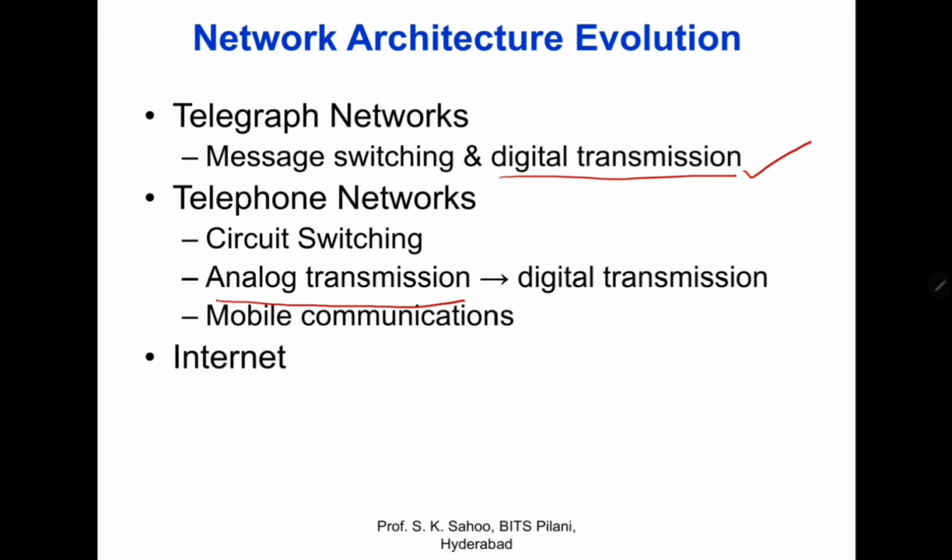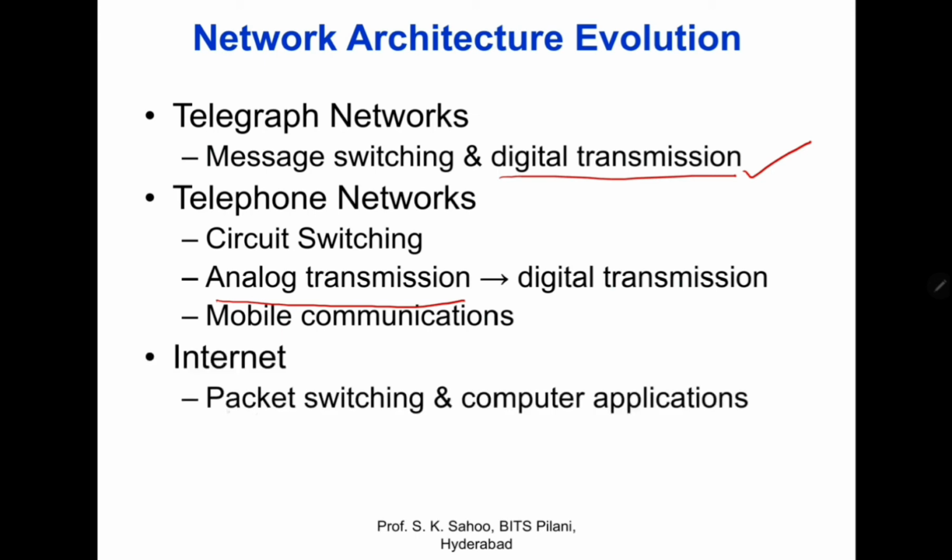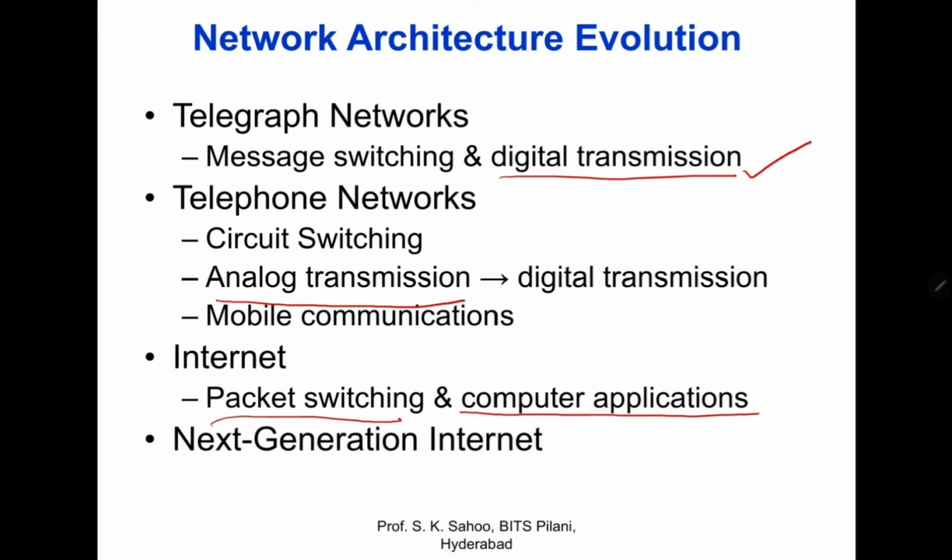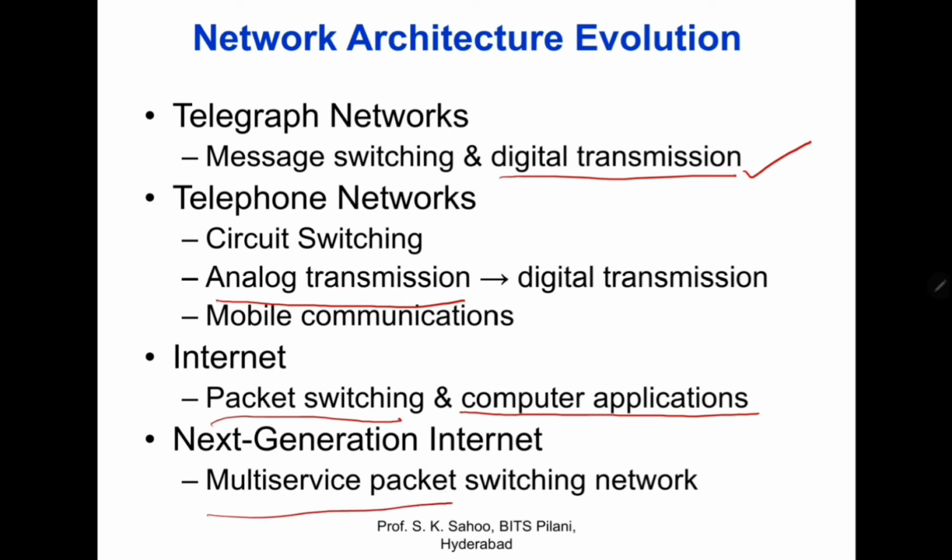Then the internet started, in which packet switching is used. We will discuss what is message switching, packet switching, and circuit switching in detail throughout the course. This packet switching is used for computer applications. Then the next generation internet is a multi-service packet switching network. Multi-service means different services are possible. The service can be text message transmission, image, video, or audio.